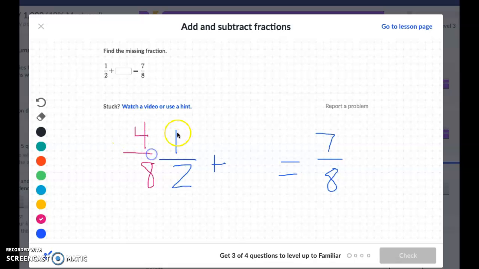Now when I do that and I get rid of all of this business, it's easier to think about in my head. 4/8 plus something equals 7/8. Well, it would have to be 3/8. So in this case, all I'm doing is making my denominators match, because when you add and subtract fractions, you want the denominators to be the same. So 4 plus 3 would be 7.